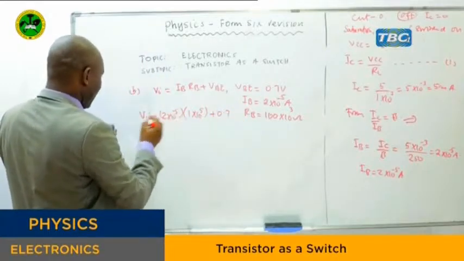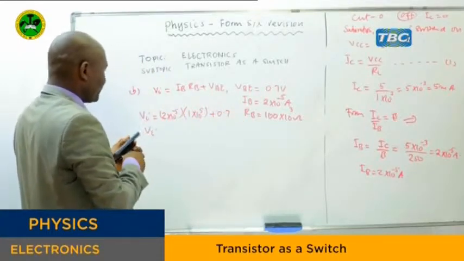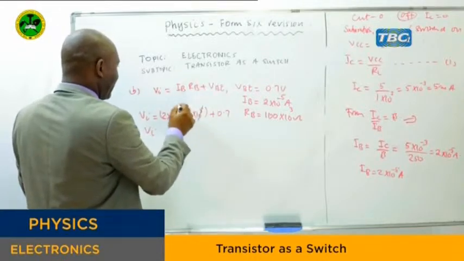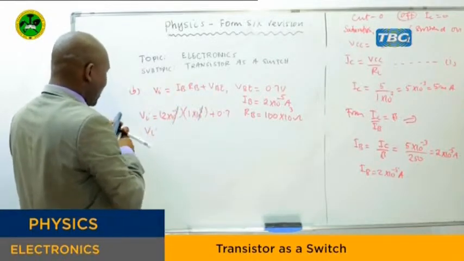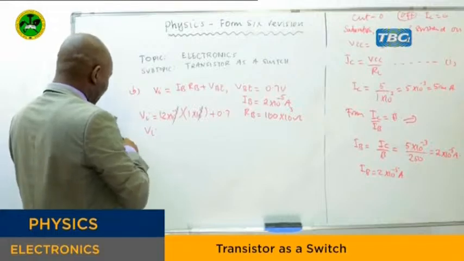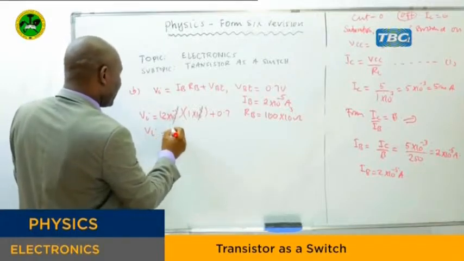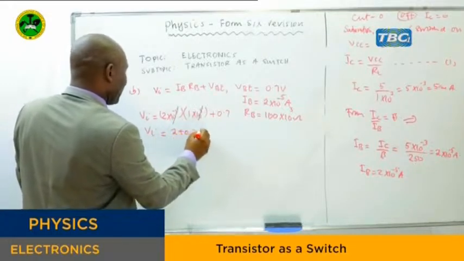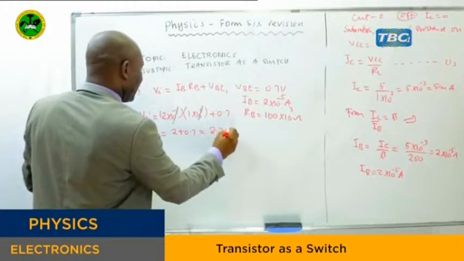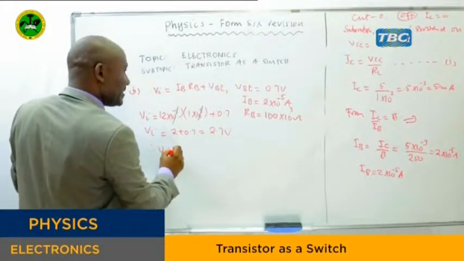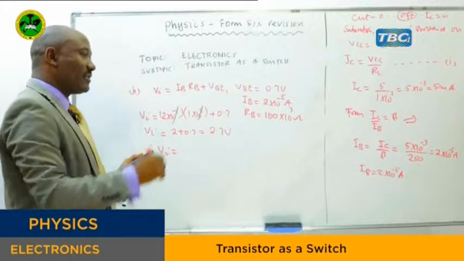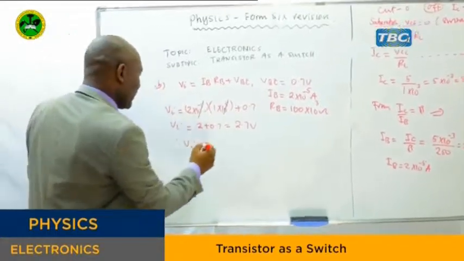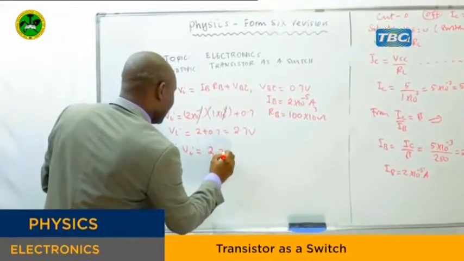Here, these powers will cancel out, the positive and negative. The remaining is 2 plus 0.7. This is 2.7 volts. So this is the input voltage where the transistor is switched on. 2.7.